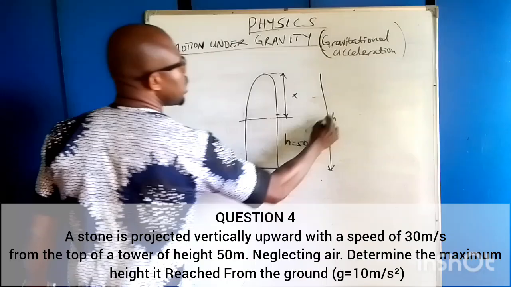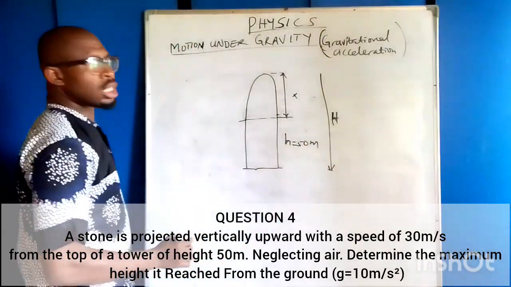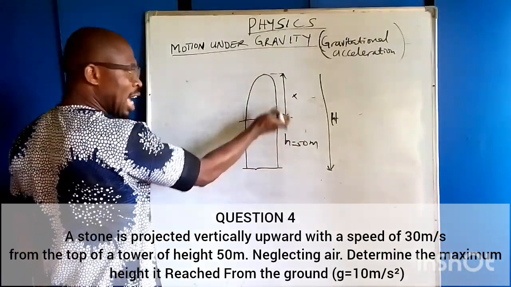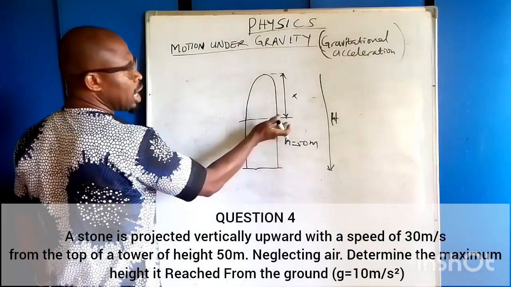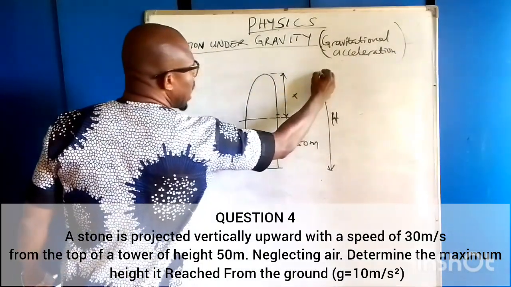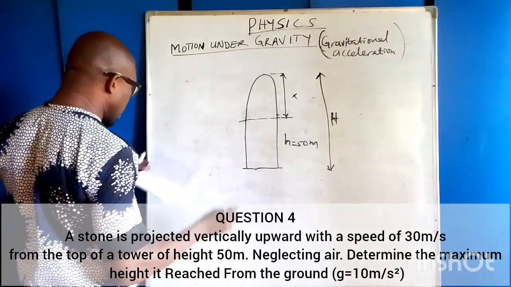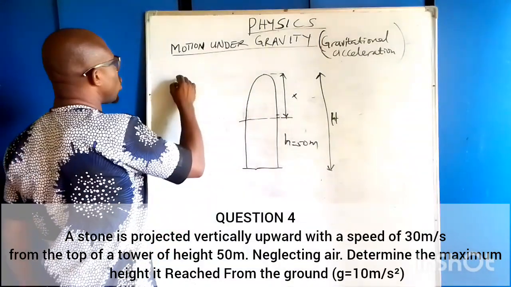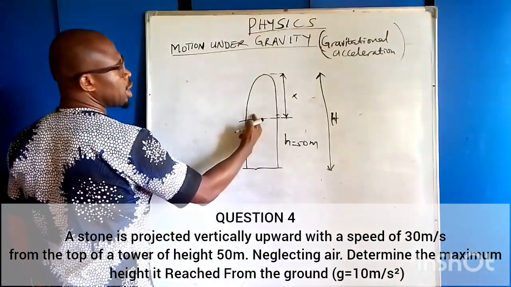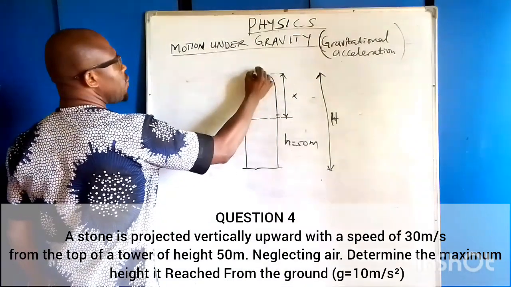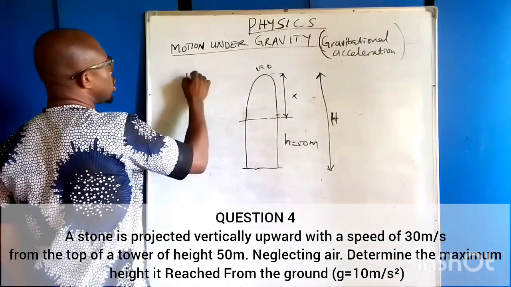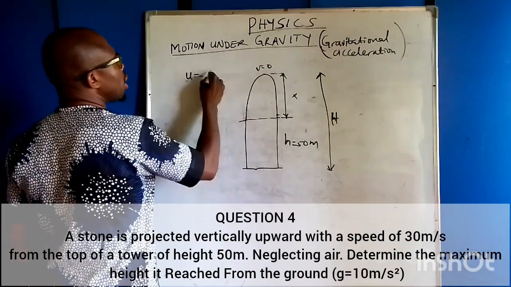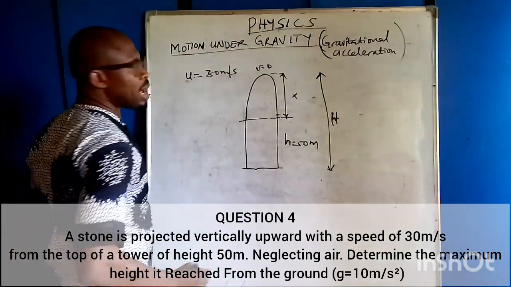So we now take, let me use a capital H to represent it. So this is what we are looking for. The moment we get this, we'll add it to the height of the tower, and once we add it to the height of the tower, it will give us the entire height. Now, the stone is thrown vertically with the speed with which it was thrown. At this maximum height, v is 0. Therefore, the speed given to us is our initial speed, u, which is 30 meters per second.